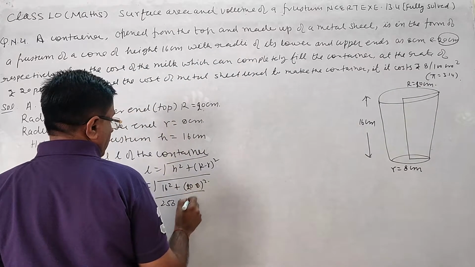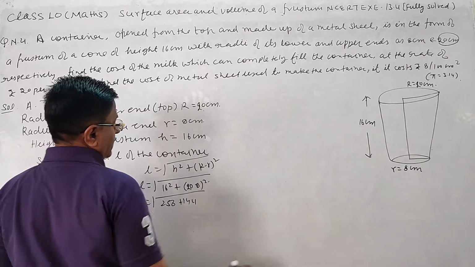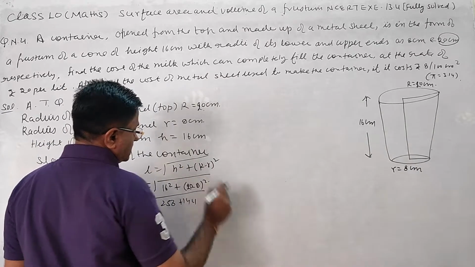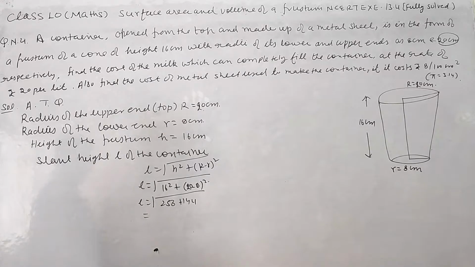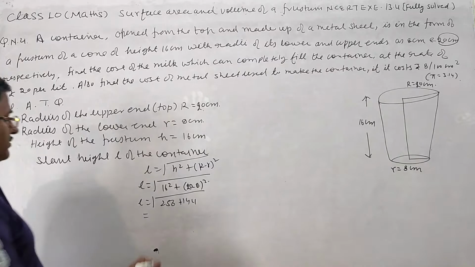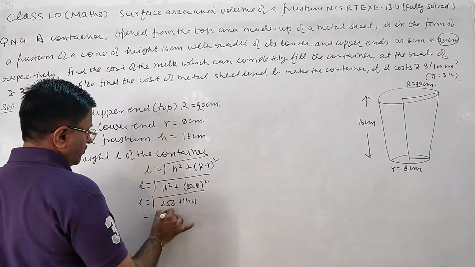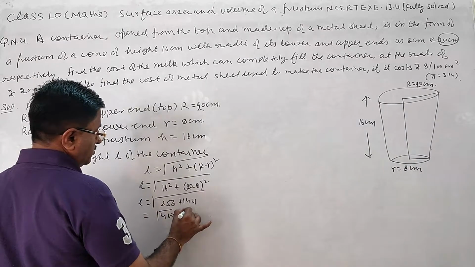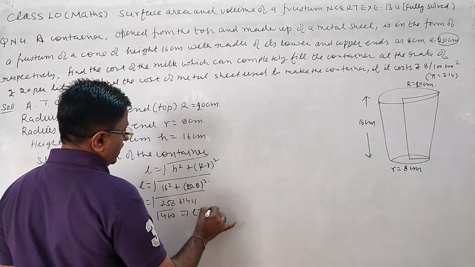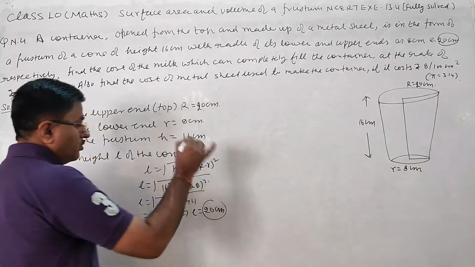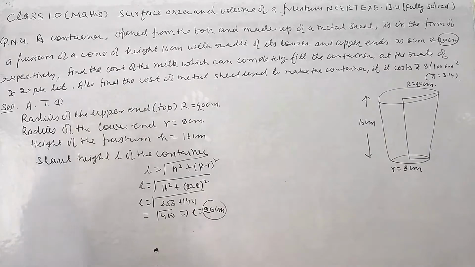20 minus 8 is 12, 12 square is 144. 16 square is 256, so if you add, this will be 400. Root of 400 gives you L equal to 20 centimeters. So we get the slant height of this one, 20.